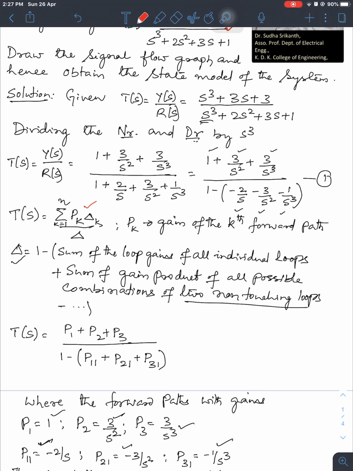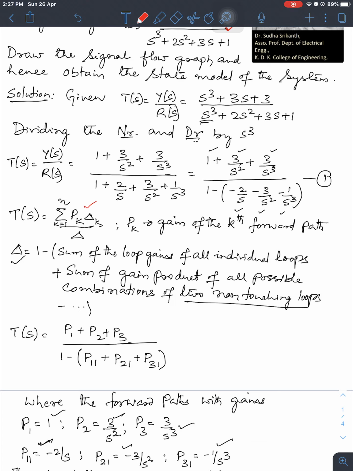plus the sum of gain products of all possible combinations of two non-touching loops, minus the sum of gain products of all possible combinations of three non-touching loops, and so on. That is how we define delta, and from delta we know how to identify delta k. We identify delta k as that part of delta which is not in touch with the kth forward path. That means delta 1, delta 2, delta 3 are identified as the part of delta which is not in touch with the first, second and third forward path respectively.